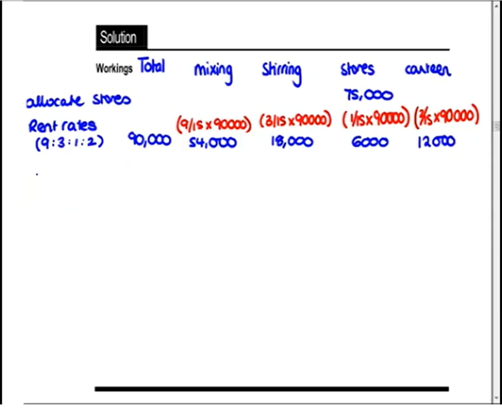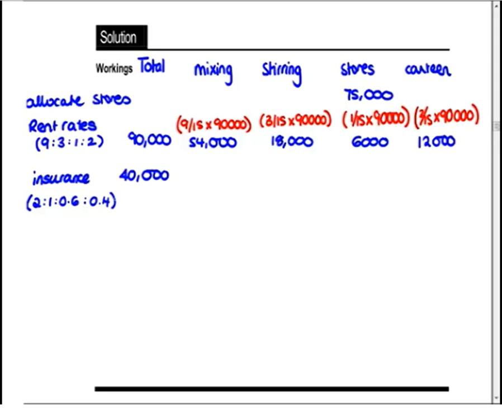The next cost to apportion then is that of insurance, and the insurance costs in total are 40,000. I'm going to split that out, as I said, on the basis of the net book value of the machinery. The machinery in the mixing department then is worth 2 million, in the stirring 1 million, in the stores department 0.6, and finally in the canteen 0.4. So we've got total machinery value of $4 million.